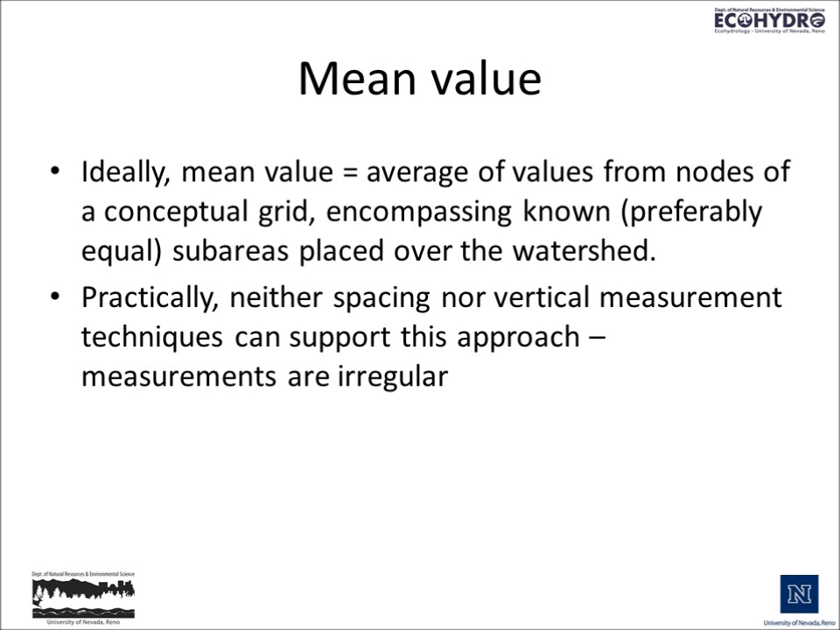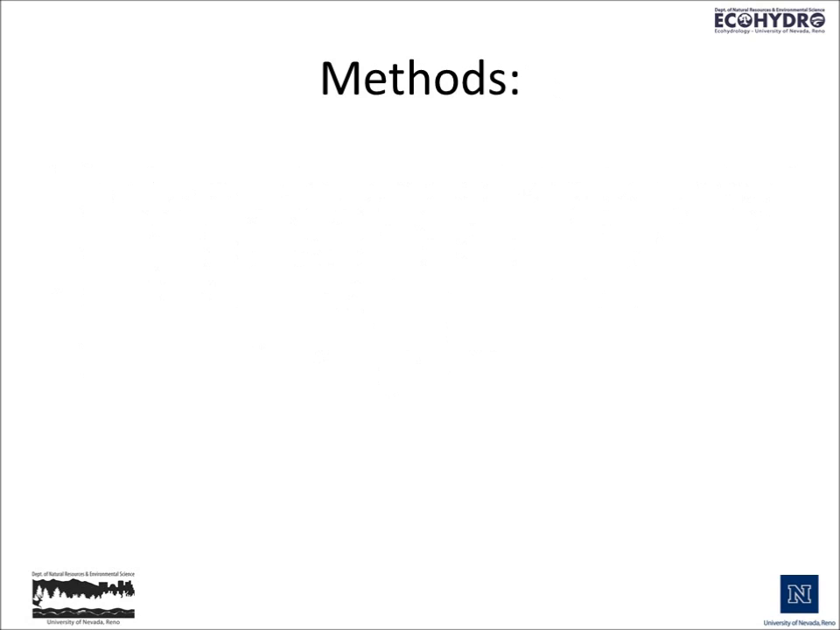So our measurements are irregular. They're not spaced in a way that would give us confidence that a mean value would be very good for estimating the total amount of rainfall in a watershed. And so we have to rely on methods to produce what are called weighted means.